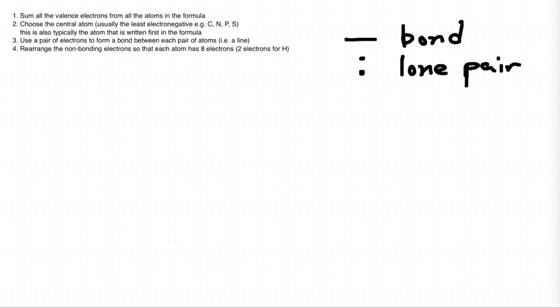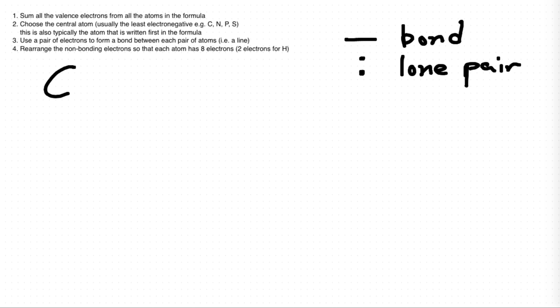Now there are a few rules to drawing Lewis structures, and I've indicated them here. Number 1, sum all the valence electrons from all the atoms in the formula. Number 2, choose the central atom, usually the least electronegative. Now this is also typically the atom that is written first in the formula. Number 3, use a pair of electrons to form a bond between each pair of atoms. And number 4, finally, rearrange the non-bonding electrons so that each atom has 8 electrons.